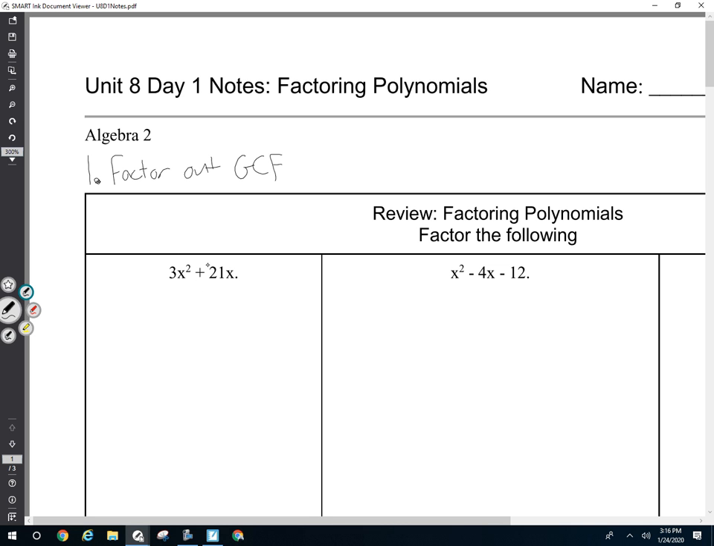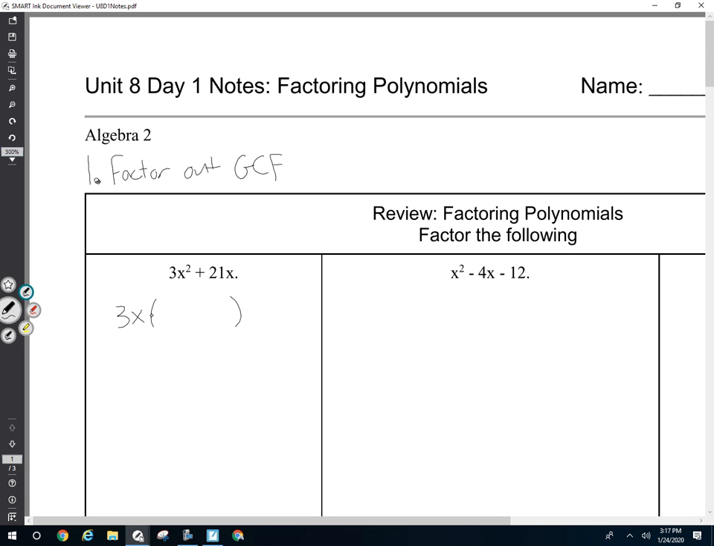What can I pull out of every single term? I look at 3x squared and 21x. Do they have things that they share? X, okay, good. Anything else? 3x, okay. I look at every single one of these examples and I say, can I pull one thing out of everything? This is always the step 1. Can we factor out a greatest common factor?